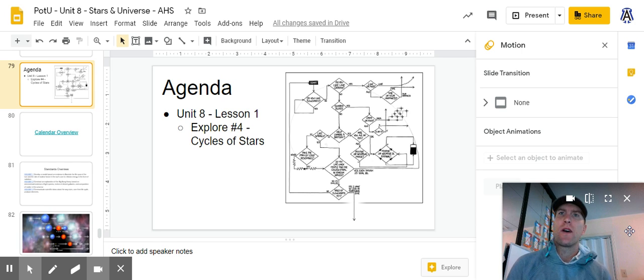Okay, so this is the final explore in our first lesson. It's going to be really pretty short. We've talked a lot about this before, so it's going to be a short lesson talking about the star life cycle and talking about the heavy element formation. You should find a lot of this to kind of be review from our previous lessons.